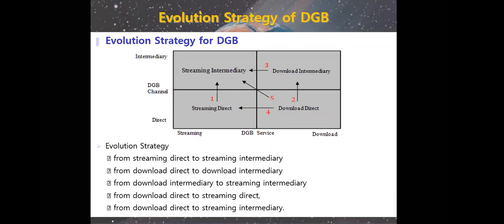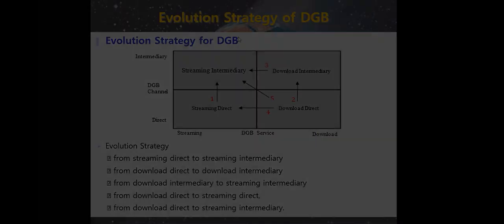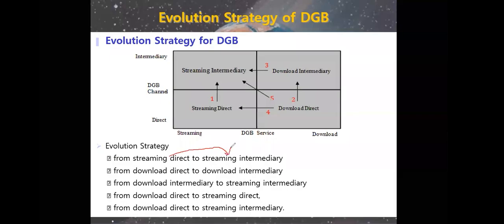So now we're going to talk about the evaluation. How does the type of evaluation move from one type to another? For example, the first one is from streaming direct to streaming intermediate, and then from download direct to download intermediate, and then download intermediate to streaming intermediate, from download direct to streaming direct, and finally from download direct to streaming intermediate.